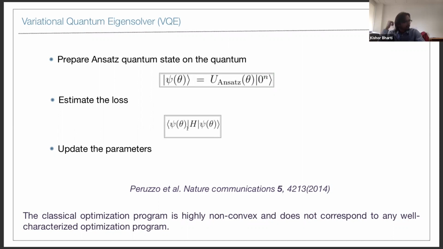But one problem you can very easily spot here is that the classical optimization, when you say update the parameter, is highly non-convex. How do you update the parameter? It's not very well specified. It's a non-convex program, but what kind of non-convex program? It does not correspond to any well-characterized optimization program. So the whole setup is highly heuristic, and you can play with numerical experiments and see how it performs. But making rigorous statements will be very difficult.